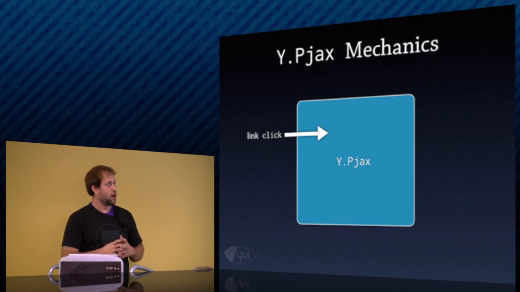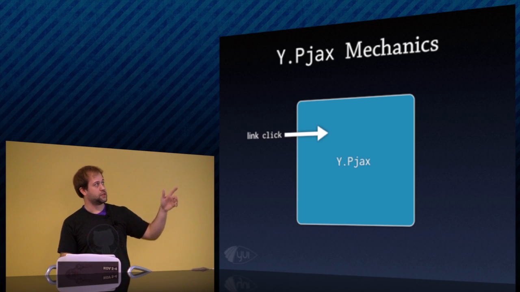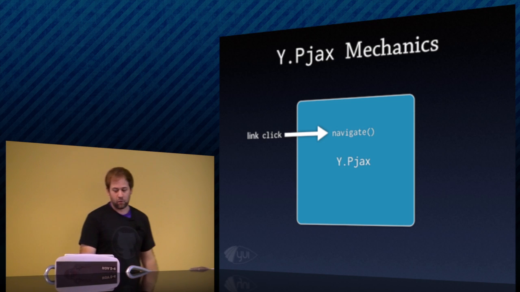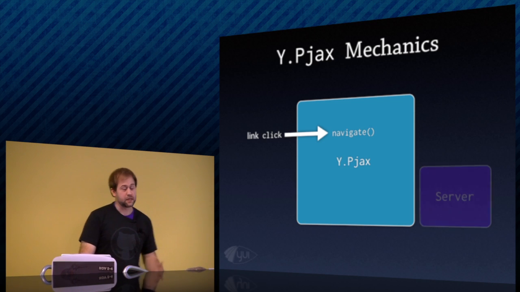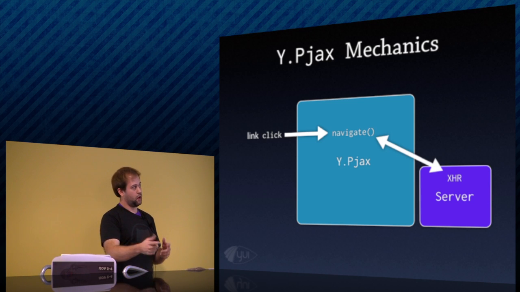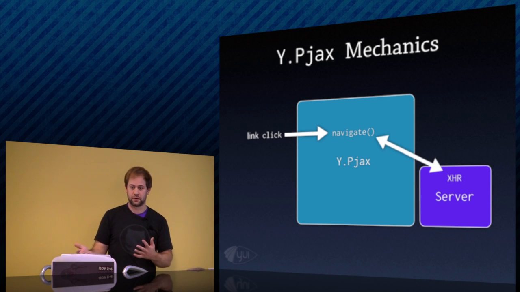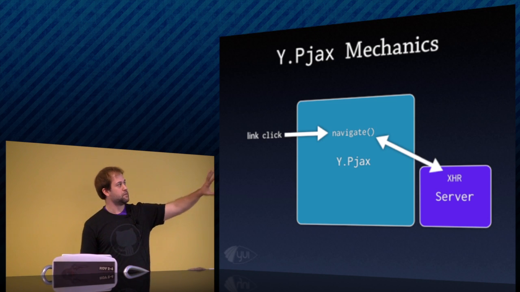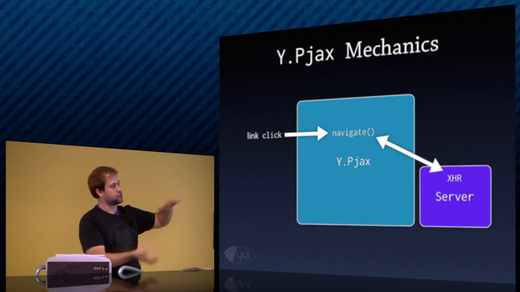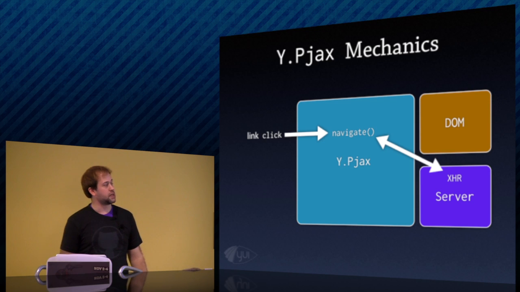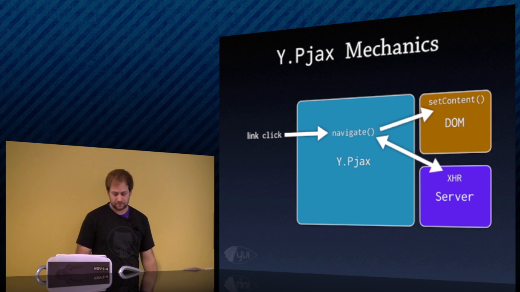And what it says is that all link clicks will then go to the PJAX class's navigate method. And what that will do is update the URL, make an XHR request to the server using that URL, adding additional headers so that the server knows that it's a PJAX request. And then the server can respond with, say, a rendered snippet of the page or data back. And then it will automatically go and set that content into some container in the DOM.